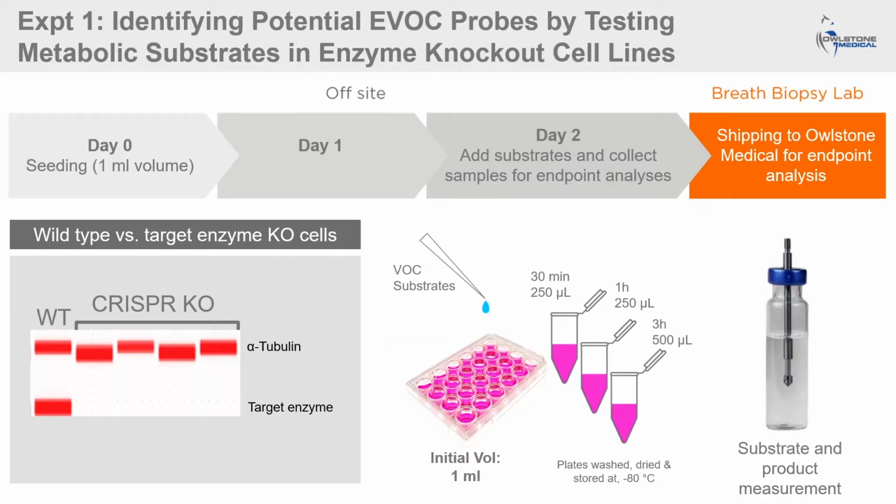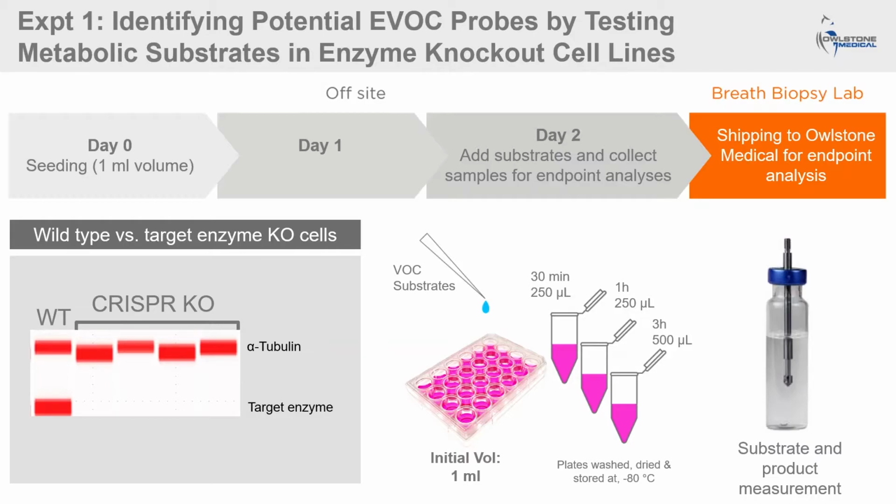So in this example, we started from one extreme condition in which we have generated a knockout cell for one of the target enzymes that we found differentially expressed in NASH. We can see here in this Western blot that we have generated different clones that are knockout for this enzyme.